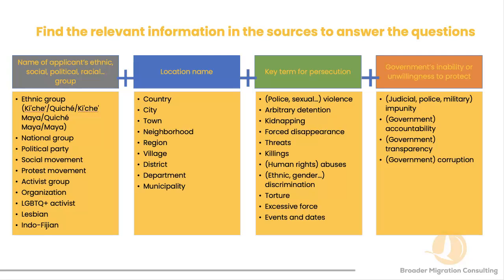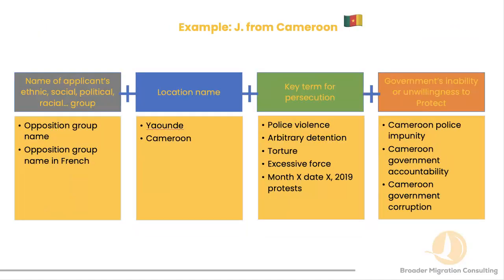So again, let me try to make this a little more real by showing you how I apply the search logic in the case of Jay from Cameroon. Of course, from the questions and the legal theory, I had plenty of terms to look for. Broken down into the columns, this is what it looked like by way of example. I'm not putting in everything that I used, just a few terms to show you the process.